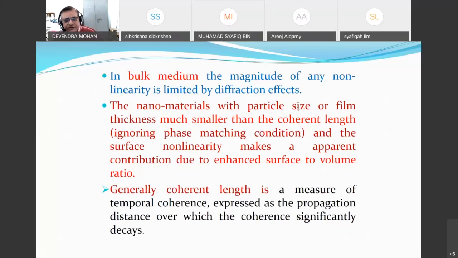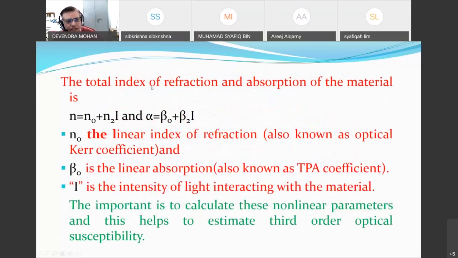As I will tell you in the next slide, the total index of refraction and absorption of the material is n equal to n0 plus n2 I, and absorption is beta0 plus beta2 I, where n0 is the linear refractive index, beta0 is the linear absorption, beta2 is the two photon absorption, and I is the intensity of the light interacting with the material. So the important task is to calculate these nonlinear parameters.